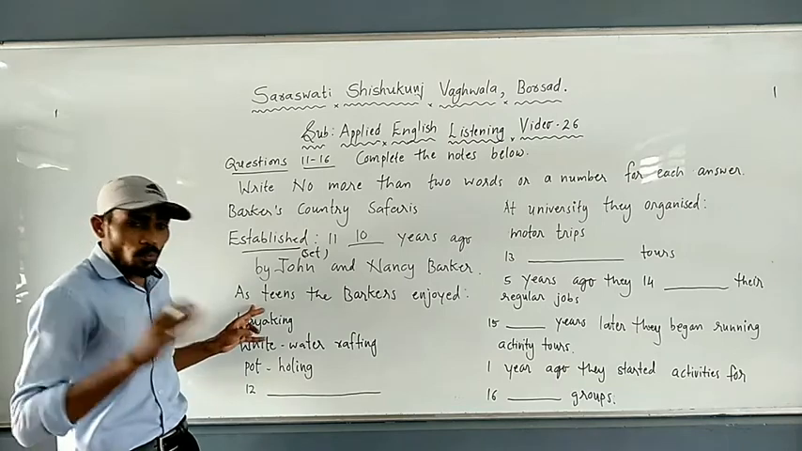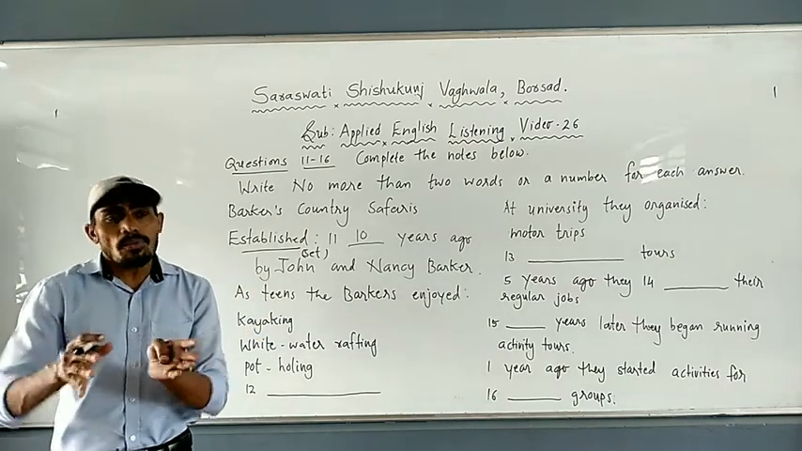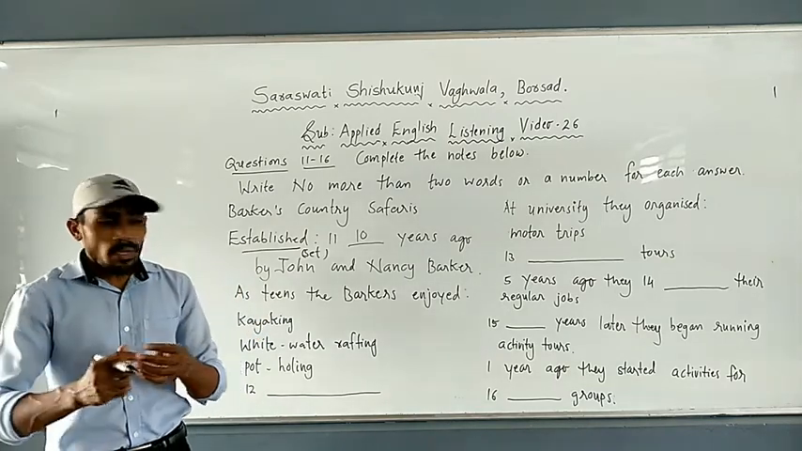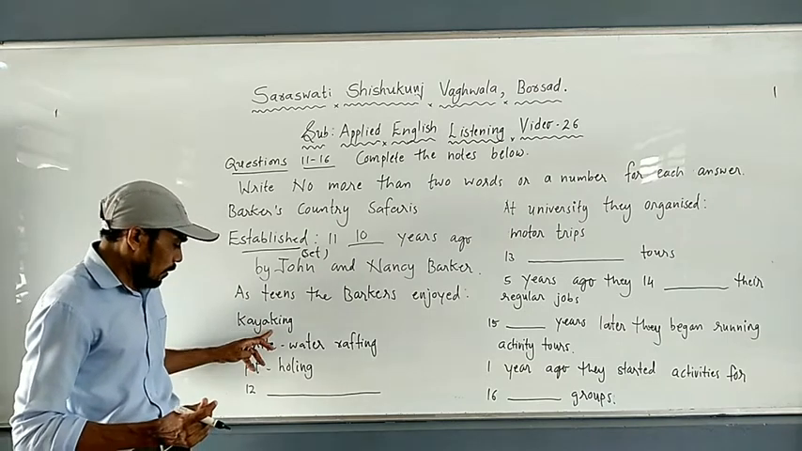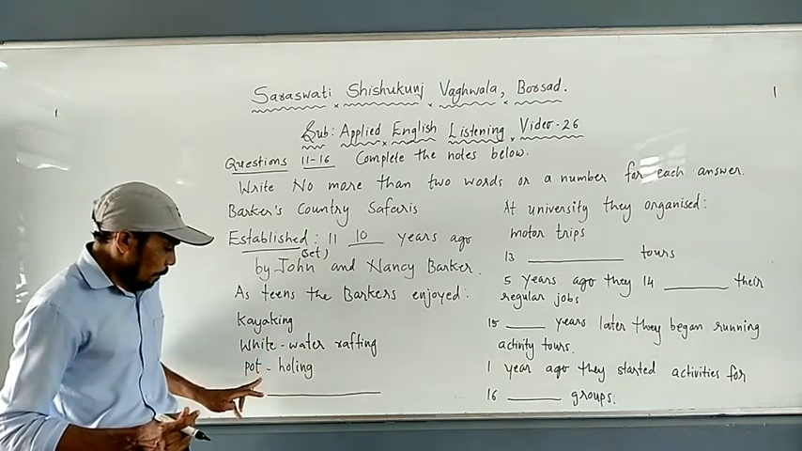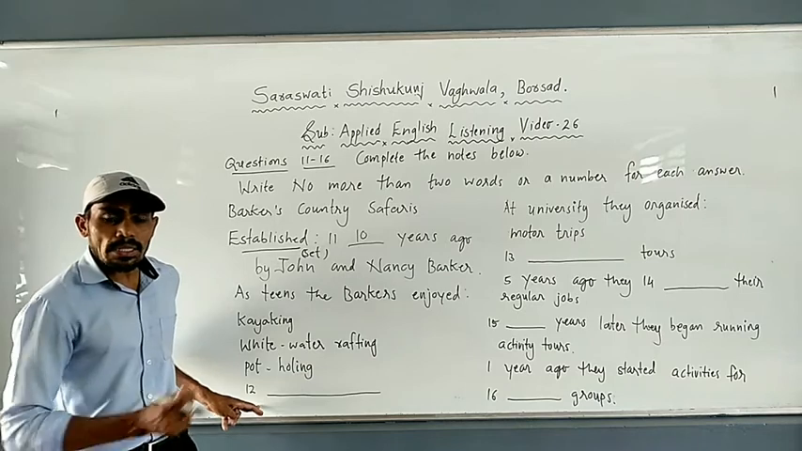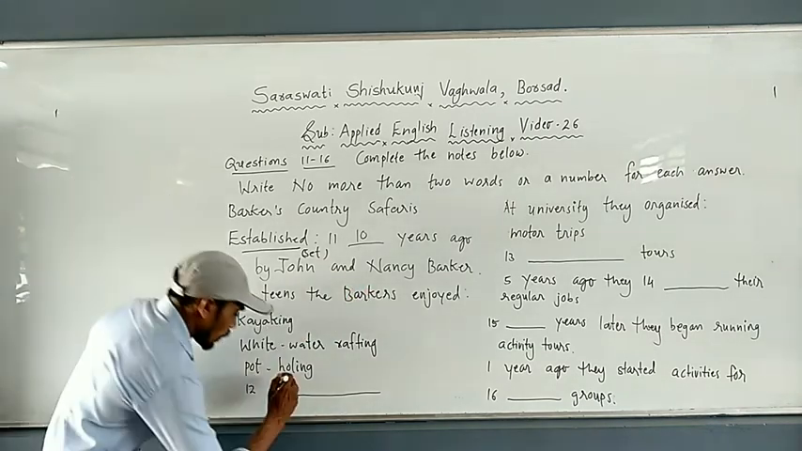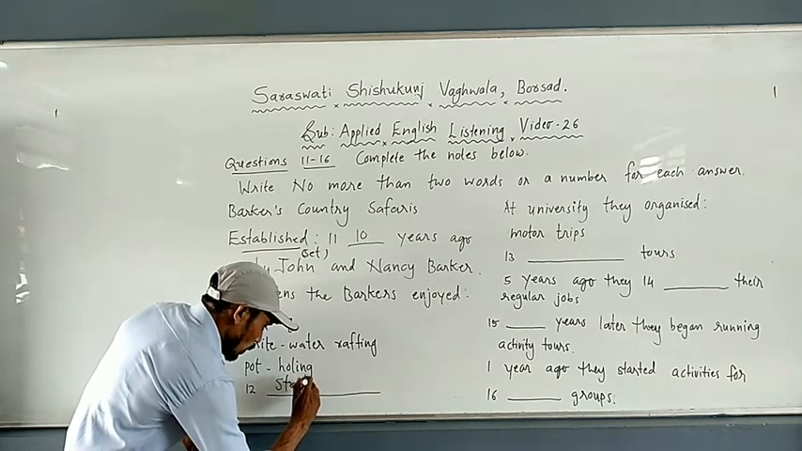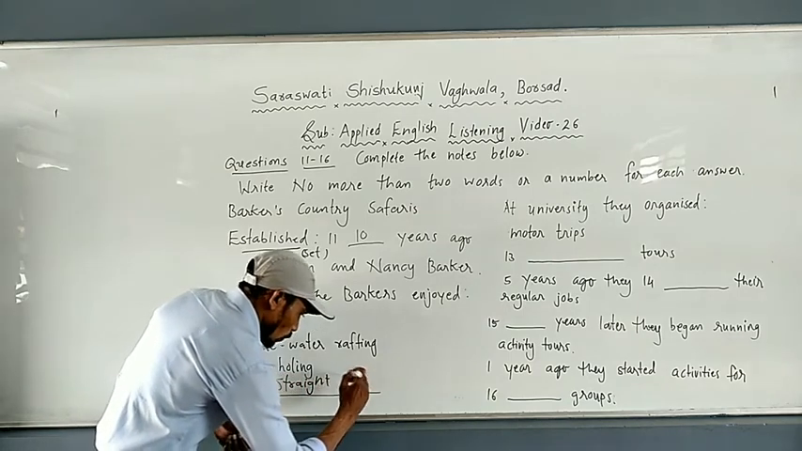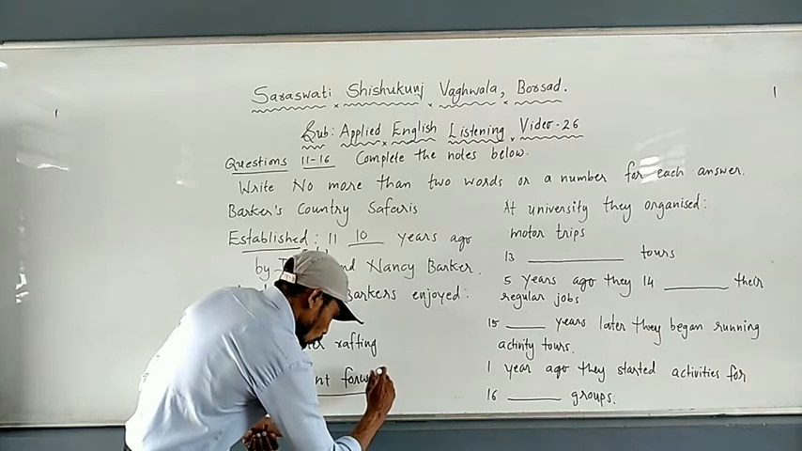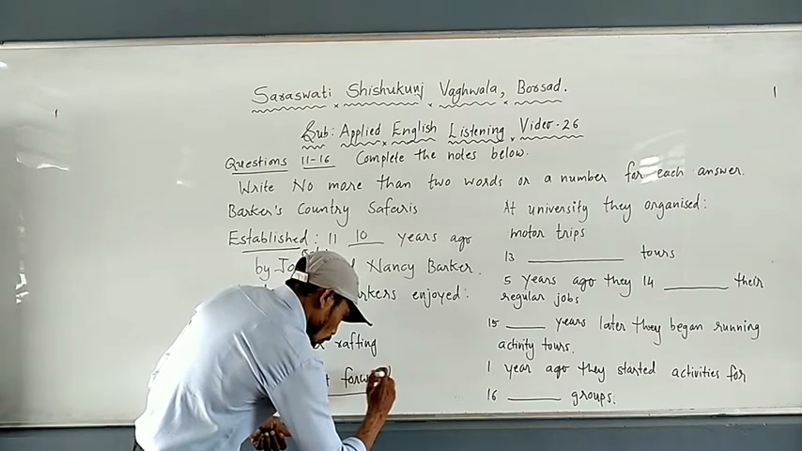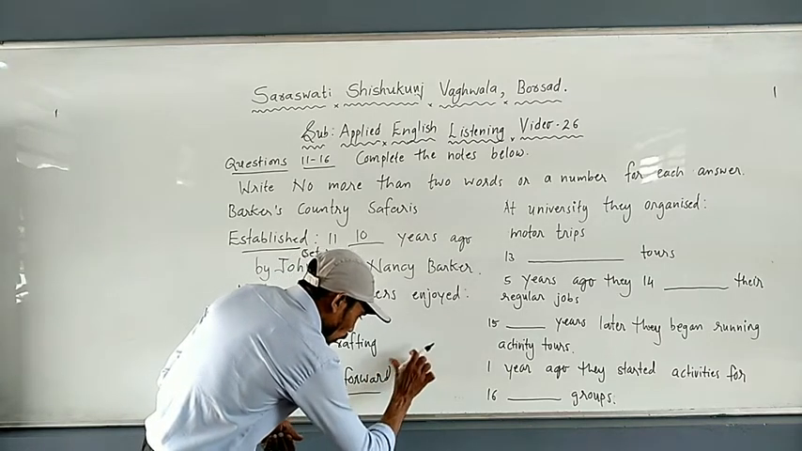Now also the information he gives: when we were born in Kenya, we used to do kayaking, whitewater rafting, pet hauling and kayaking. What is the answer over here? It is straightforward walking. I write here straightforward walking. Can you write walking?